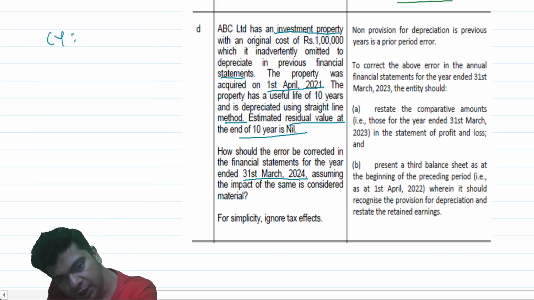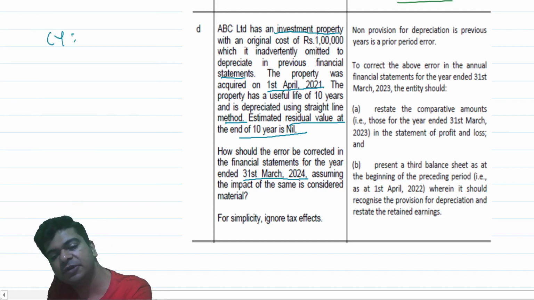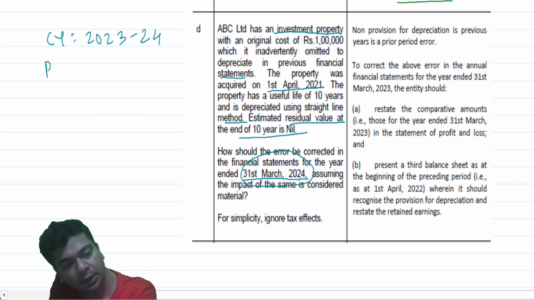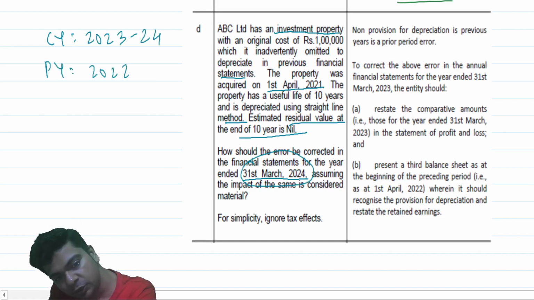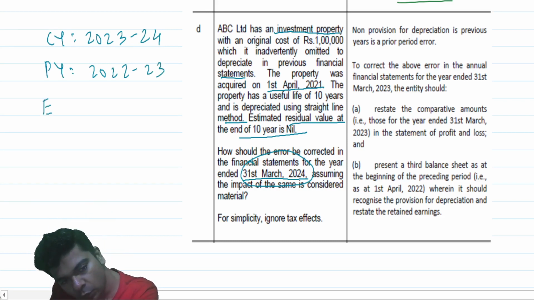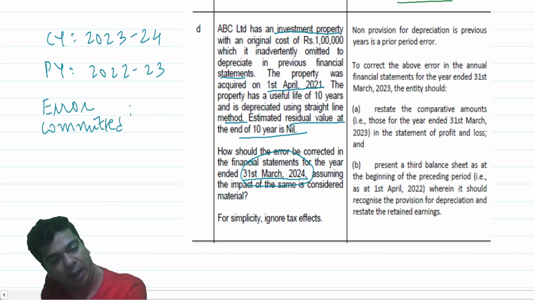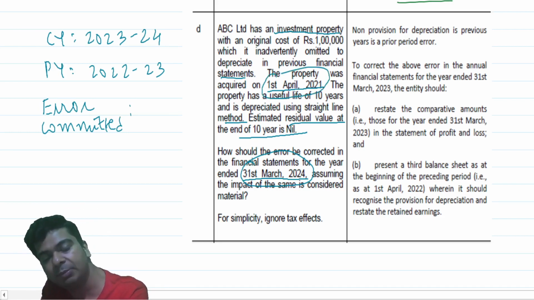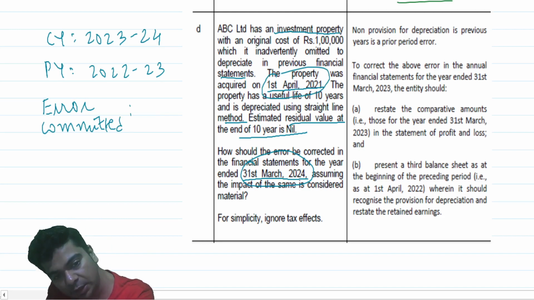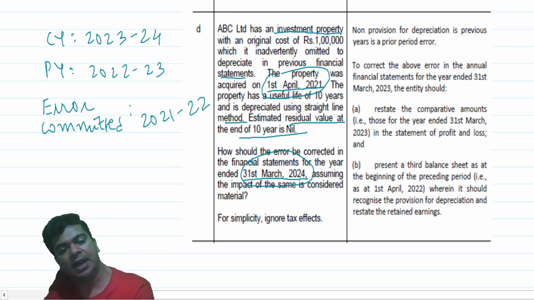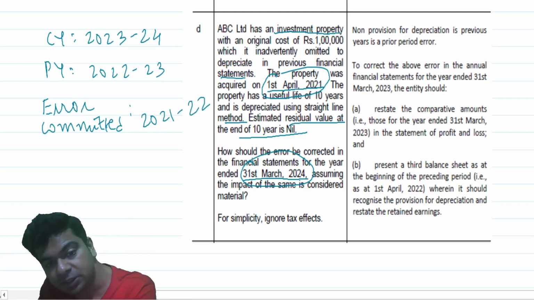As usual, understand your current year. You are finalizing for 31st March 2024. 2023-24 is your current year. What's your previous year? 2022-23. And I want to now know when was the error committed. Okay, when was the error committed? You acquired the property on 1st April 2021, and since inception you have not provided any depreciation. 1st April 2021. That means 2021-22 is the year in which the error was committed.